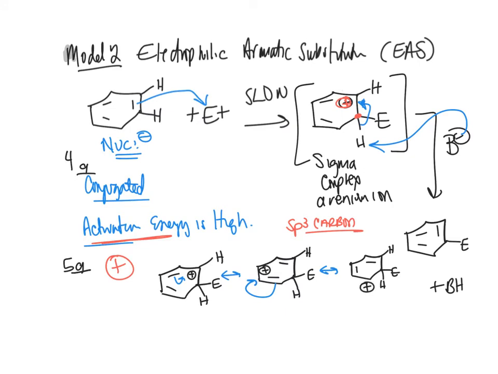Okay. In the second step, the base abstracts a proton. So this base is abstracting this proton to form the substitution product. What is the role of the sigma complex? Now the sigma complex is your electrophile. Or, I think it's better just to write acid, right? Because it's going, so acid would be good.